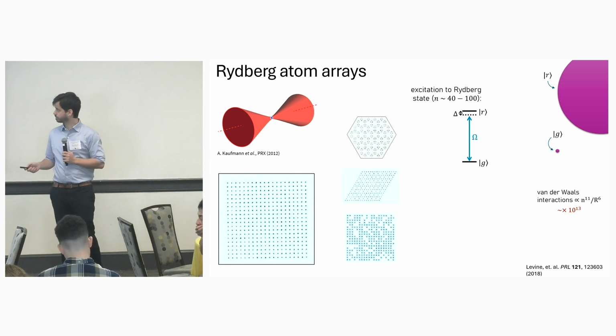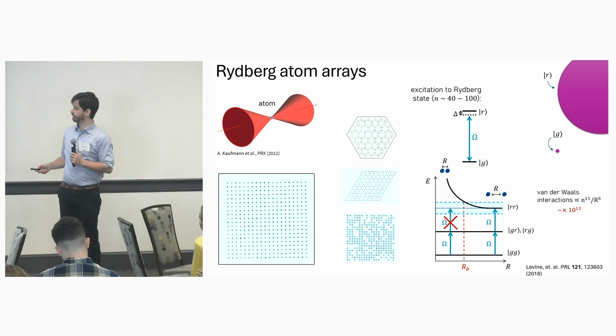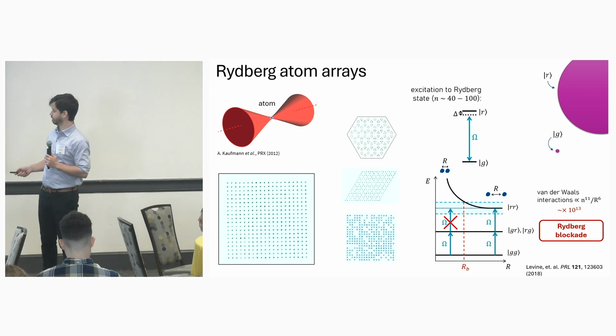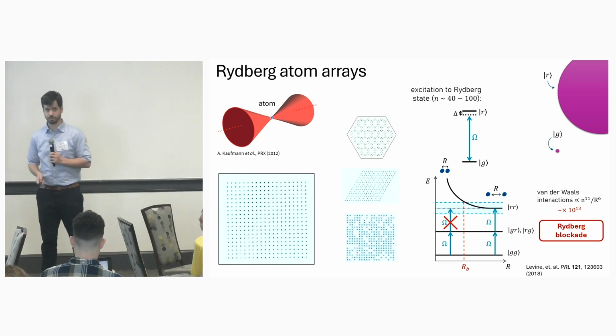Moreover, the dipole moment grows, and therefore the induced dipole-dipole interaction, the van der Waals interaction, grows extremely quickly with the principal quantum number. So if you have two atoms far apart, essentially they don't interact because this interaction falls off pretty quickly. But if you put them close together, the doubly excited state is so high in energy due to this extremely strong interaction that it's essentially energetically forbidden. We call this the Rydberg blockade. Under some radius, you can think of the interaction as being so strong that these doubly excited states are almost removed from the Hilbert space.